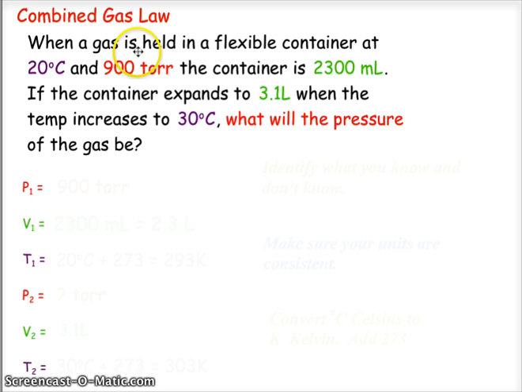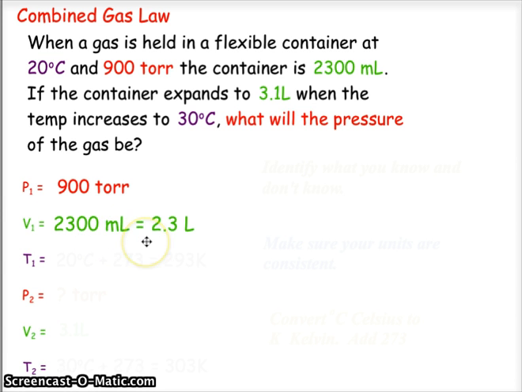So here we have a gas held in a flexible container at 20 degrees Celsius, 900 torr. The container is 2300 milliliters. If the container expands to 3.1 liters, when the temp increases to 30 degrees Celsius, what will the pressure of the gas be? So our initial pressure is 900 torr. Our initial volume is 2300 milliliters, but we're going to convert that to 2.3 liters because we see that the final volume is 3.1 liters and we want to keep our units constant.